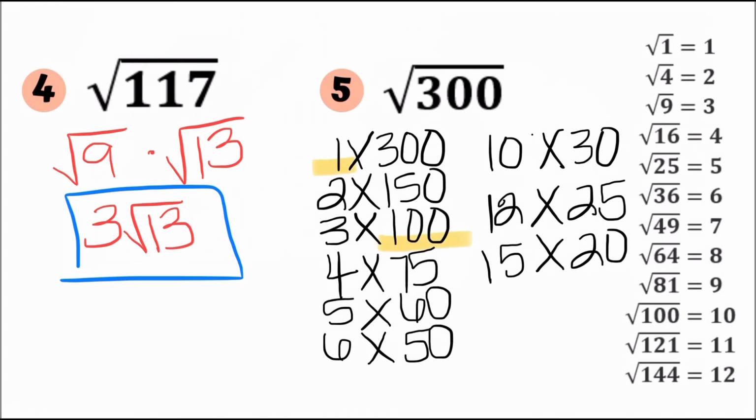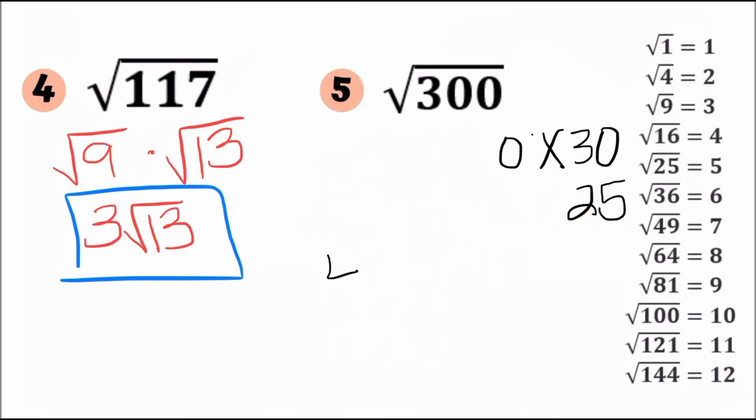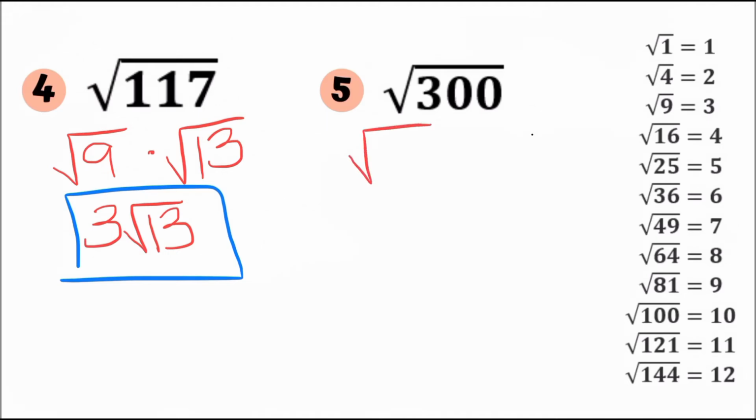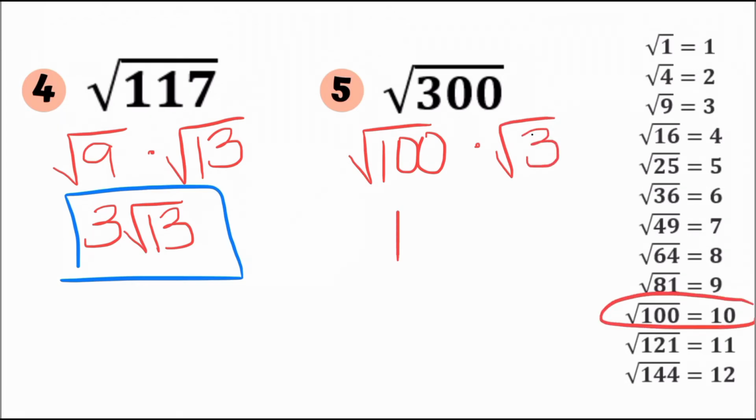I see 100. I also see 25. Which one's the largest? Well, it's 100. So I'm going to use 3 times 100, and I'm going to rewrite the square root of 300 as the square root of 100 times the square root of 3. The square root of 100 is 10, so my answer is 10 square root of 3.